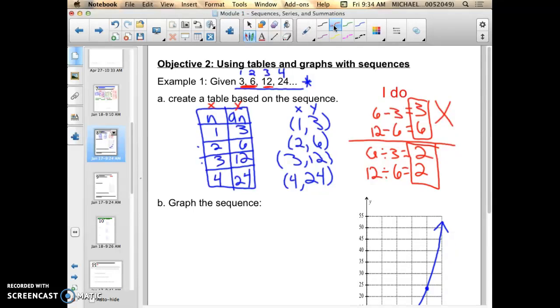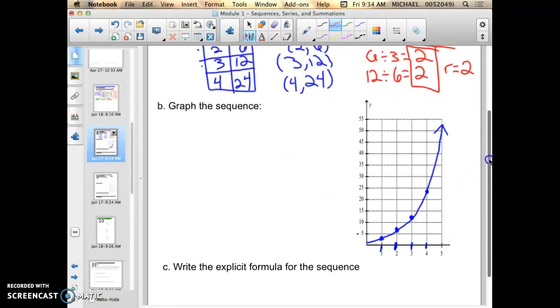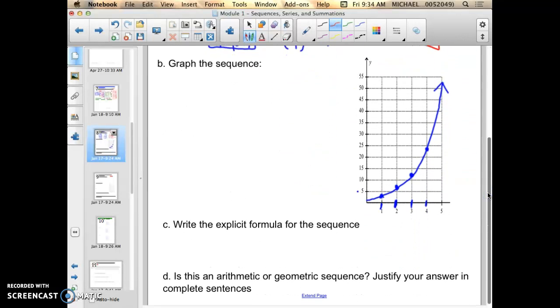So if you notice, if I start from 3 and times 2 to it, 3 times 2 is 6. Then if I do 6 times 2, it is 12, and 12 times 2 is indeed 24. So I have found the common ratio, and the common ratio is 2. That is the other piece of information that I need to find for my explicit formula.